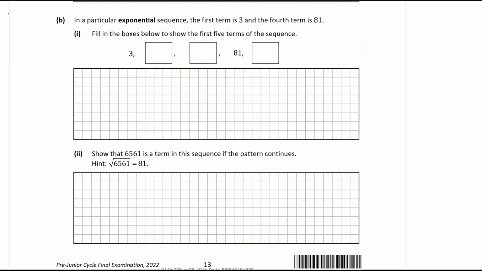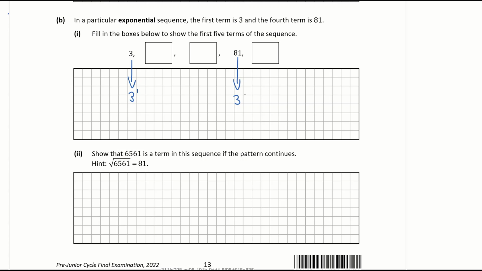Looking at part B, in a particular exponential sequence, the first term is 3, the fourth term is 81. Fill in the boxes below to show the first 5 terms of the sequence. An exponential function is one which is going up by a power, so you need to figure out what it's going up by. So as we look at it here, if I take the 3 and I take the 81, so let's start with the 3, that could be 3 to the power of 1. Then I have to figure out 3 to the power of what is 81.